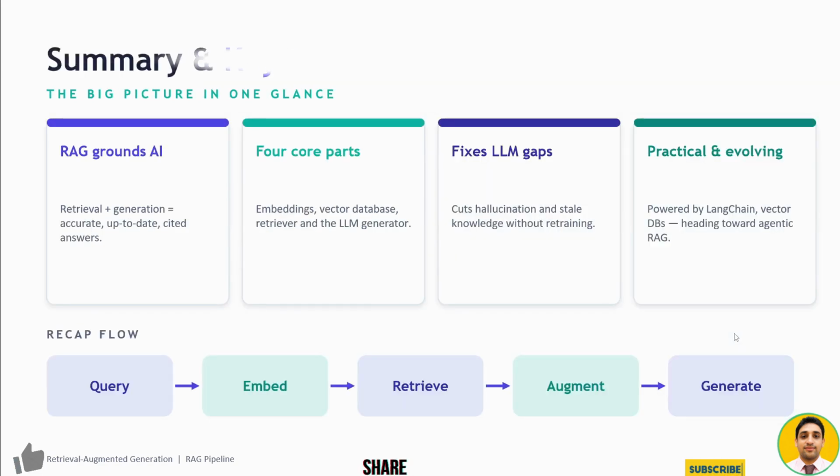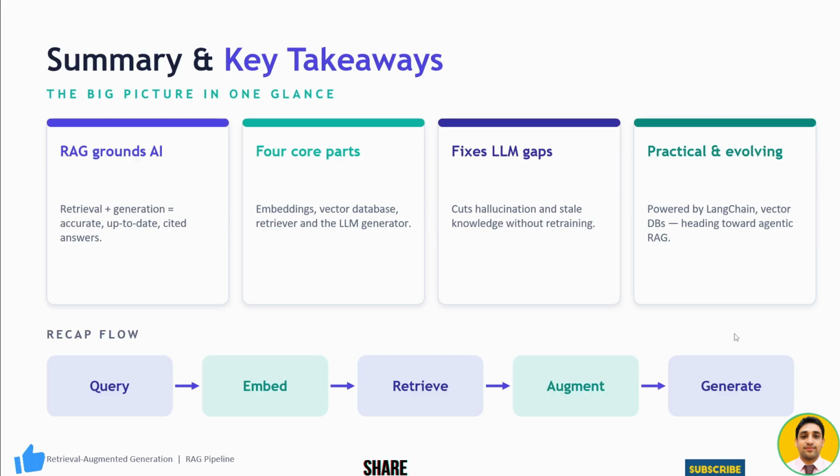Summary and key takeaways, the big picture in one glance. Let's now bring everything together with a quick summary of the key takeaways from this entire presentation. First, RAG grounds AI by combining retrieval and generation. The system is able to produce answers that are accurate, up to date, and properly cited. Second, there are four core parts that make this possible: embeddings, the vector database, the retriever, and the LLM generator, all working together in harmony.